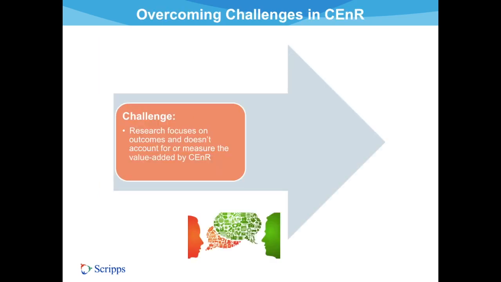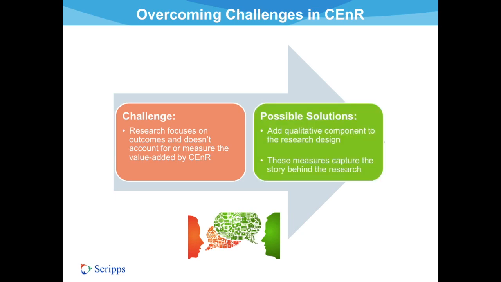Sometimes research focuses on outcomes and doesn't account for or measure the value added. This is needed for sustainability. To overcome this, add a qualitative component to the research design, including, for example, process evaluation measures, case studies, focus groups, or key informant interviews. These measures capture the story behind the research.